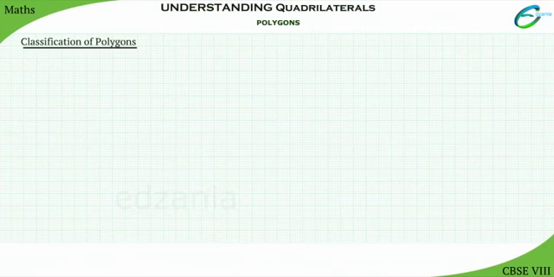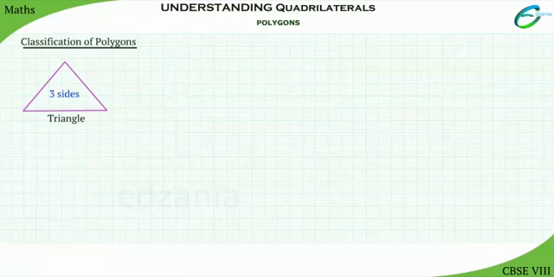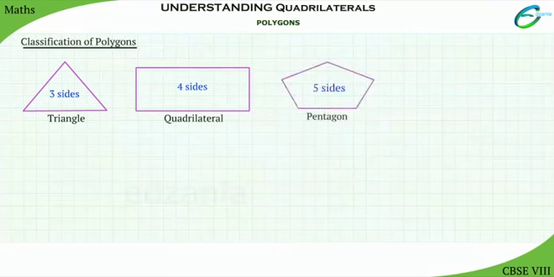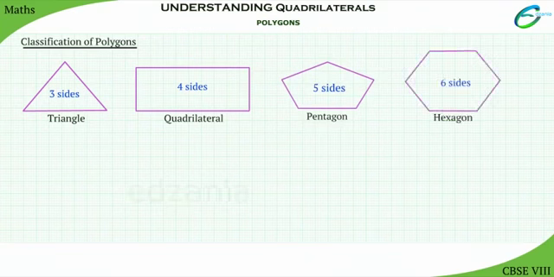If the number of sides of a polygon is 3, then the polygon is said to be a triangle. If the number of sides is 4, then the polygon is said to be a quadrilateral. If the number of sides is 5, it is a pentagon. If the number of sides is 6, it is a hexagon.